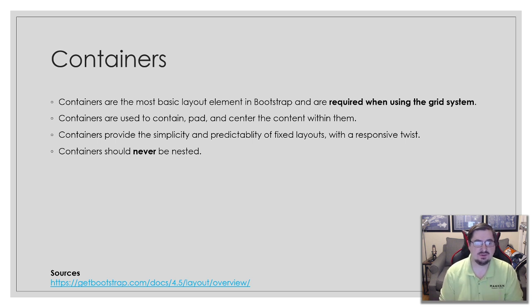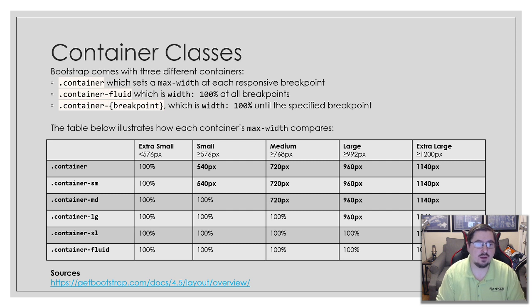They provide the simplicity and predictability of fixed layouts, but with a responsive twist. It's worth noting, however, that your containers should never be nested. Bootstrap comes with three different types of containers. First of all, there's the container class. The container class itself sets its max width differently at each responsive breakpoint. Container fluid is set to always be 100% at all breakpoints.